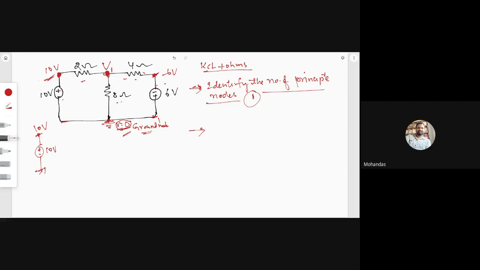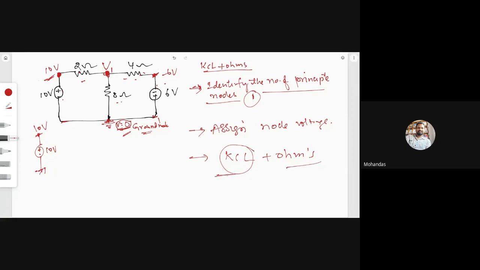Please read out, Maheshwari, please. What is the third point? Second point is, by using the KCL first and Ohm's law, next write the node equations. Yeah, assign the node voltages. We assign the node voltages. Next, by using the KCL first and Ohm's law next.